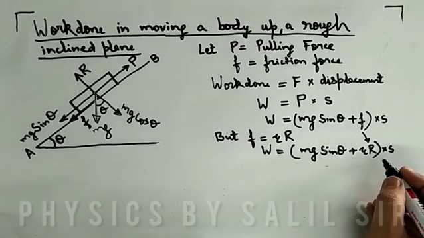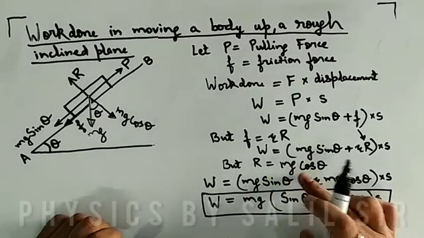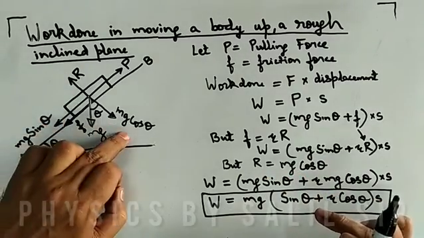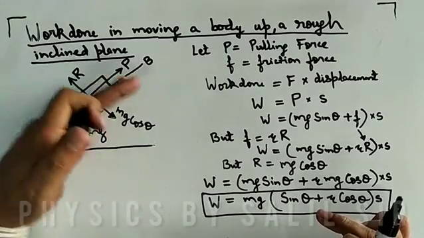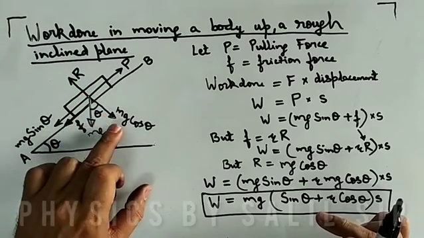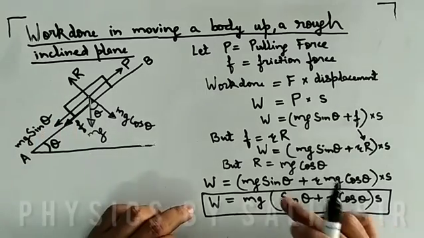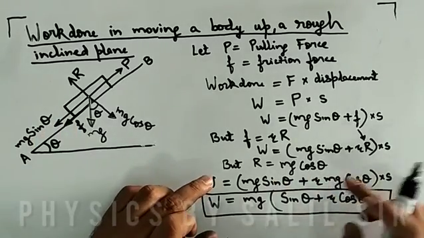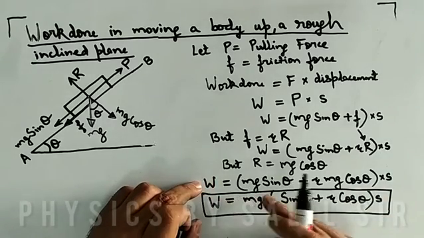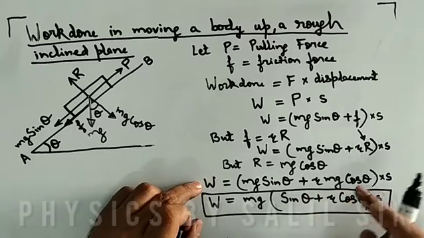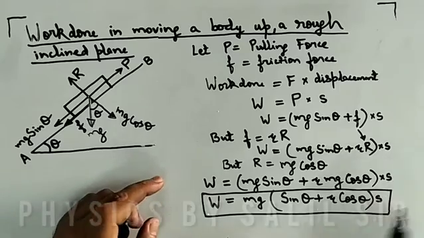And out of bracket it is multiplied by S, and we know that R is equal to mg cos theta. See, R is equal to mg cos theta. R is the reaction force acting on the body by the inclined plane, perpendicular to the inclined plane, and mg cos theta is the cos component of the weight of this block. So R is equal to mg cos theta. In place of R we can put mg cos theta. So W is equal to mg sin theta plus mu into, in place of R we will put mg cos theta, it will be in bracket into S.